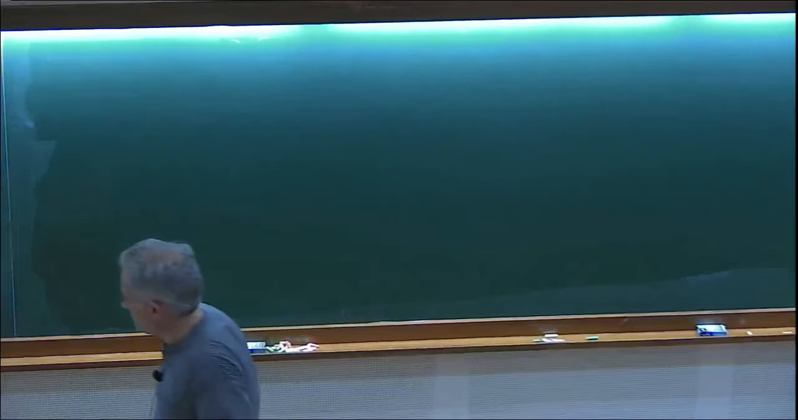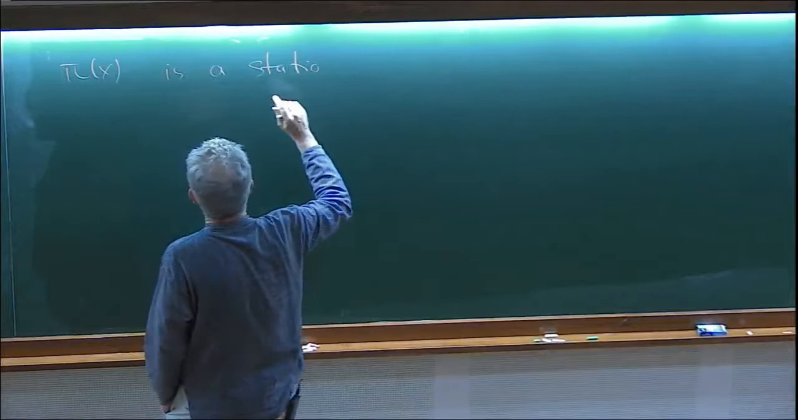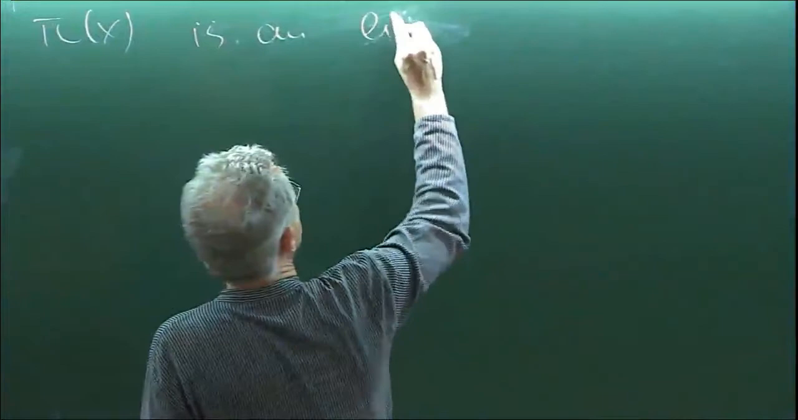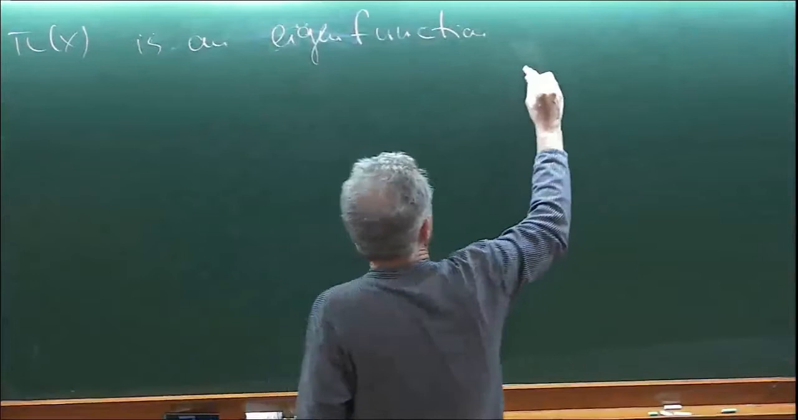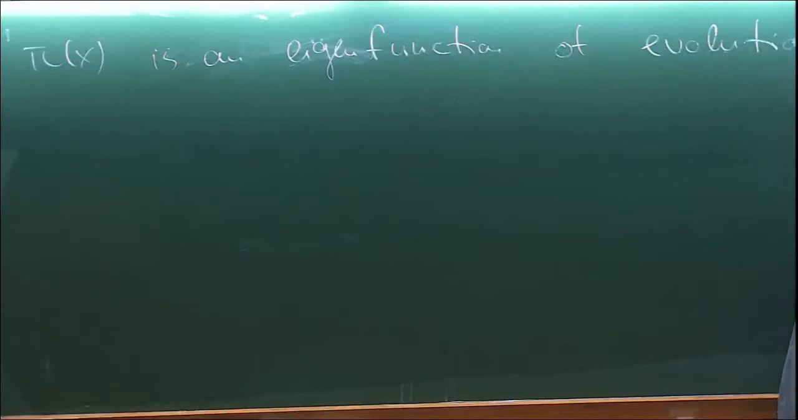Okay, so if you just want to know where this formula comes from, you can just believe what I said, which is that pi of x is a stationary solution, or I want to formulate it a little bit differently. I want to say pi of x is an eigenfunction of the evolution operator of the backwards equation.